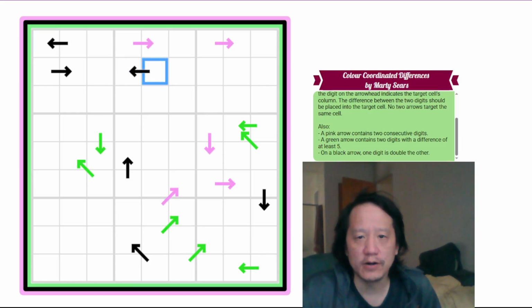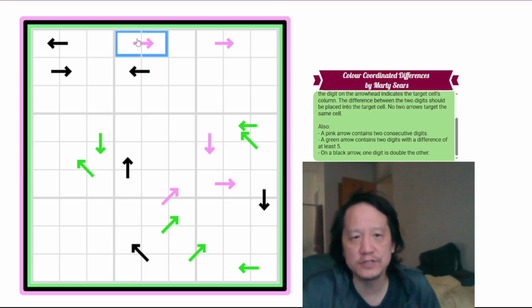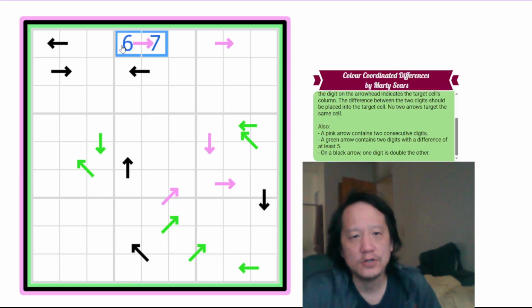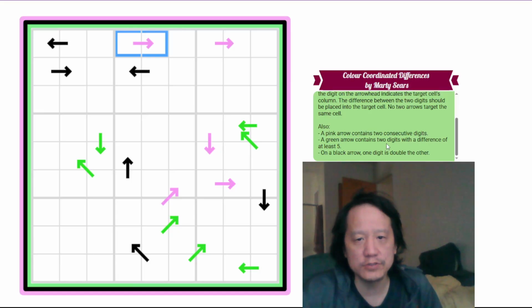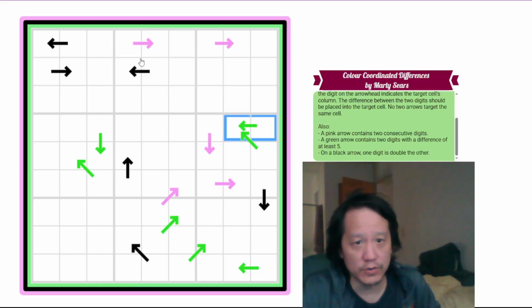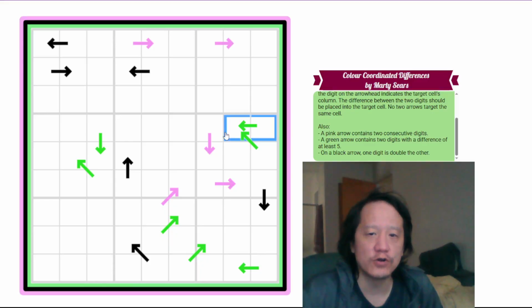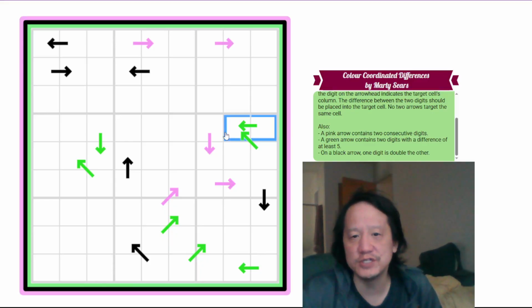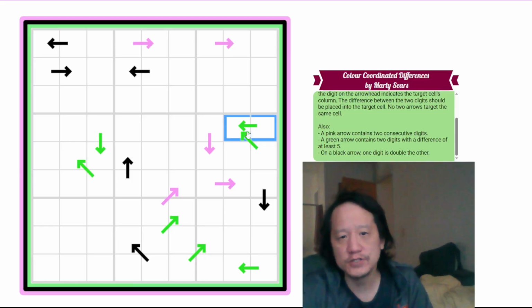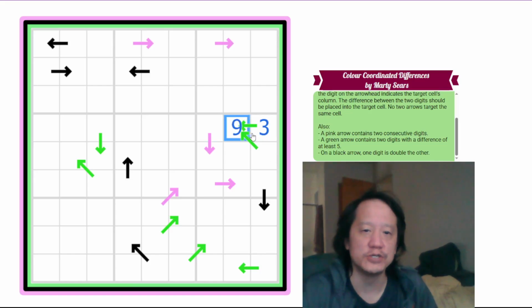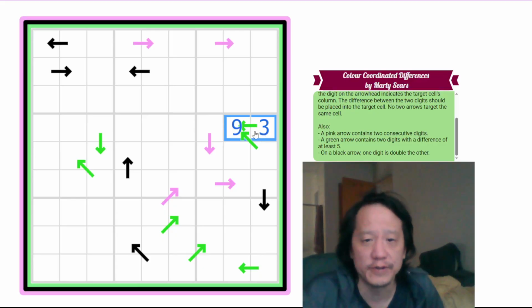Also, a pink arrow contains 2 consecutive digits. So if, for example, this was a 6, this would have to be 5 or 7 to be consecutive. The pink arrow basically acts like a white Kropki dot. The green arrow acts like a Whisper 5 line, because a green arrow contains 2 digits with a difference of at least 5. So for example, if this were 3, this would have to be 8 or 9, because those are the only digits which are 5 or more away from 3.